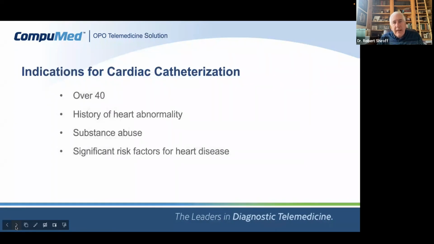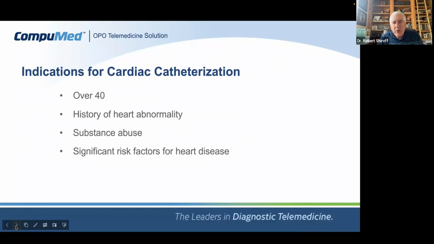The indications for cardiac catheterization in a patient who's a potential transplant heart recipient: pretty much everyone agrees people over 40 years old should have a selective coronary arteriography. A history of unknown heart abnormalities will make the transplant centers want to know more, when you're telling us something we don't understand. The echo, we can't tell if there's an abnormality there, so we want to see a heart cath. We want to see the coronaries.